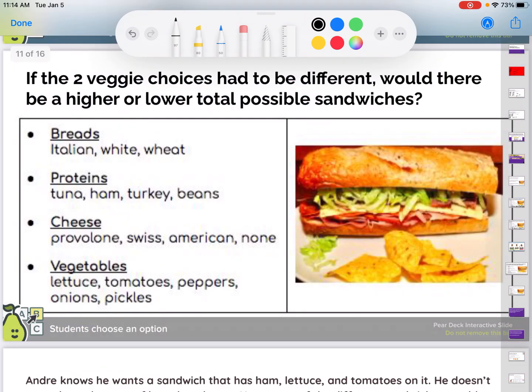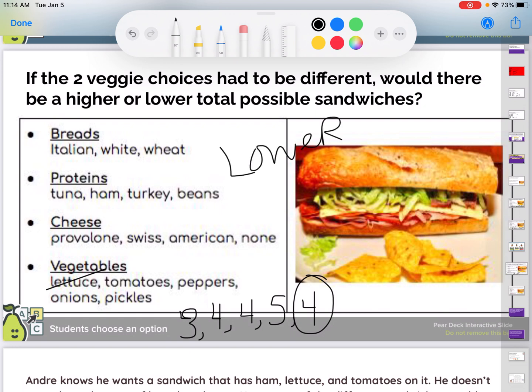All right, so if the veggie choices had to be different, would there be a lower or higher total possible sandwiches? Well, I know that I would still have 3 choices of bread, 4 choices of beans, 4 choices of cheese, 5 choices of veggie, but if I had to choose a different one, once I choose one, then I only have 4 choices. Well, so that's going to definitely be lower, because I can't choose the same veggie twice, which means that I can only choose 4 veggies on my second choice instead of 5.